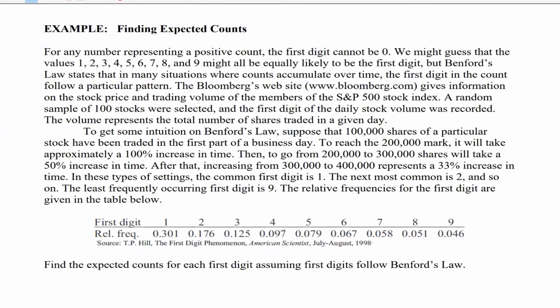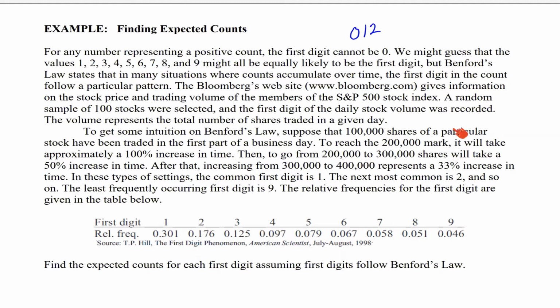For any number representing a positive count, the first digit cannot be 0. In other words, when you write a number like, say, 12, you wouldn't write 0, 1, 2, right? And so the first digit of any number is always going to be a non-zero value: 1, 2, 3, 4, 5, 6, 7, 8, or 9. So you might think that the first digits of numbers might all be equally likely, right? So you're just as likely to have a first digit that's 1 as 6 as 9.